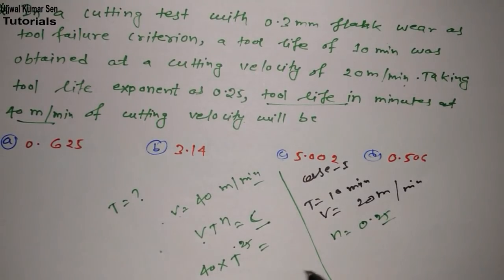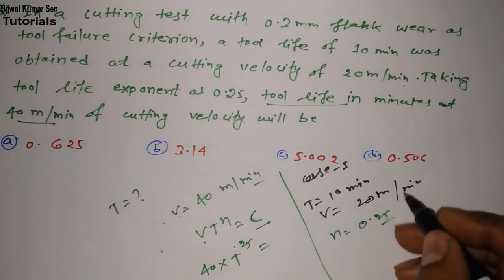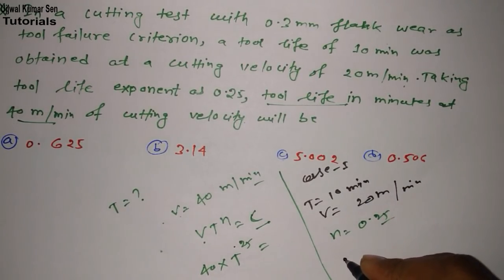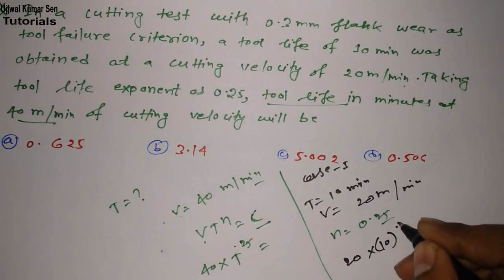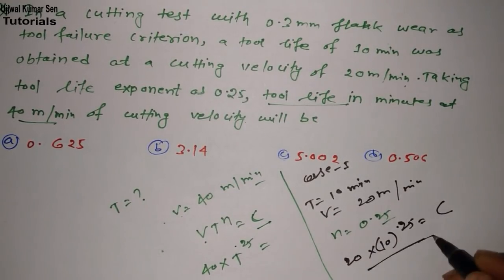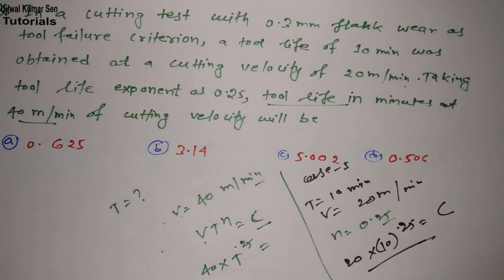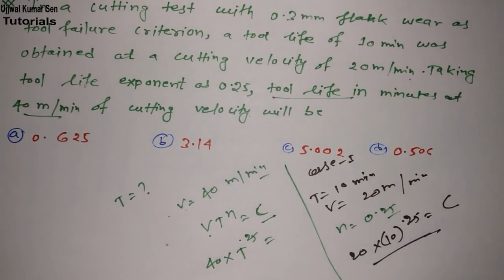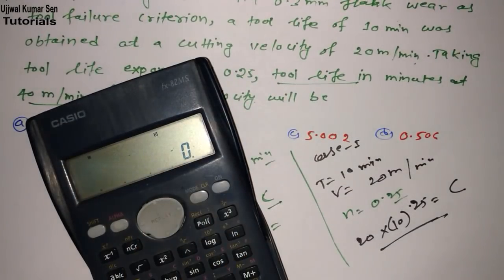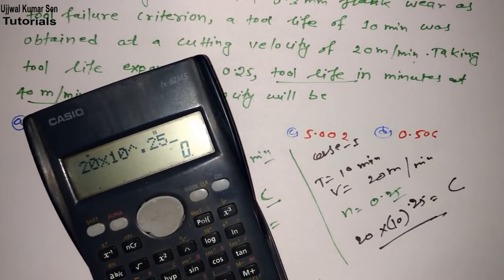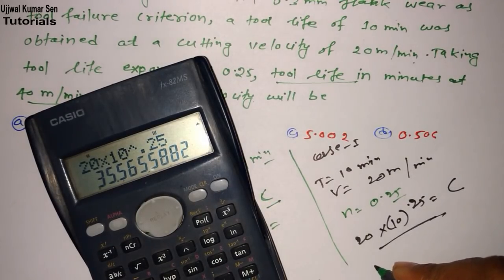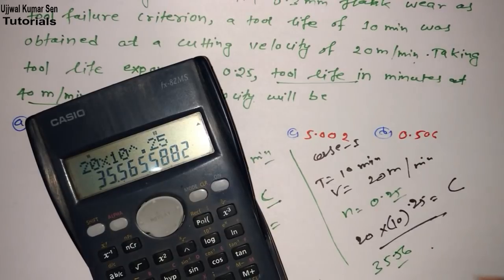Now we know V T to the power n equals constant, and we have everything here, so by using these values we can find C. So V is 20, T is 10, and 10 to the power 0.25, multiplied, is equal to C. We'll solve this equation, get the value of C, put it here and get the answer. We require a calculator: 20 multiplied by 10 to the power 0.25 is 35.56. So the value of C is 35.56.